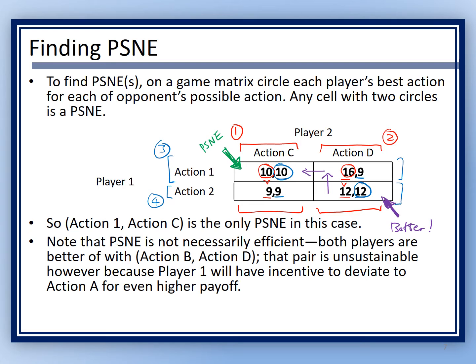The players do not necessarily actually need to go through this process in reality. We assume that they are smart enough to figure out that this would be the case in their mind. So given that they know the payoffs they're going to get, they would be able to figure out in their mind that only action 1, action C is stable. And that's what they're going to choose. That's part of the concept in game theory that we're going to come back to in a moment.